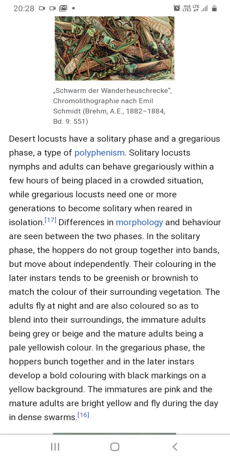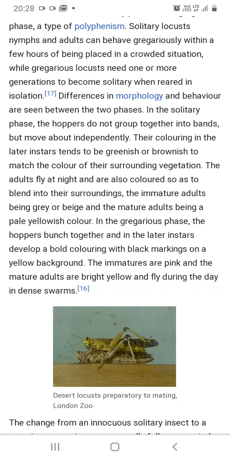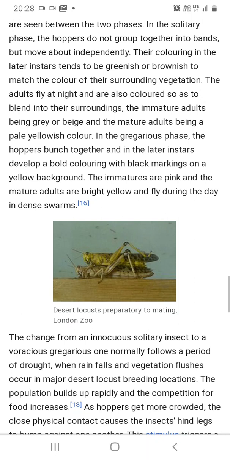In the gregarious phase, the hoppers bunch together, and in later instars, they develop a bold coloring with black markings on a yellow background. The immature adults are pink and the mature adults are bright yellow and fly during the day in dense swarms.